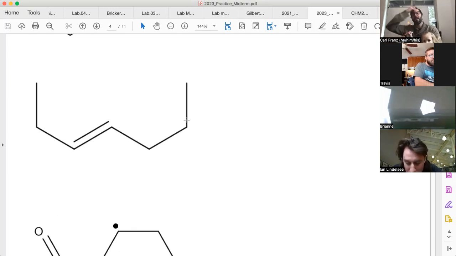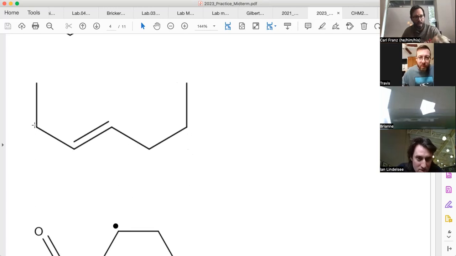But aliphatic are just basically hydrocarbons. Okay, so this right here, this would be aliphatic here. This would be an aliphatic here. It's not adjacent to a vinylic or a benzylic.